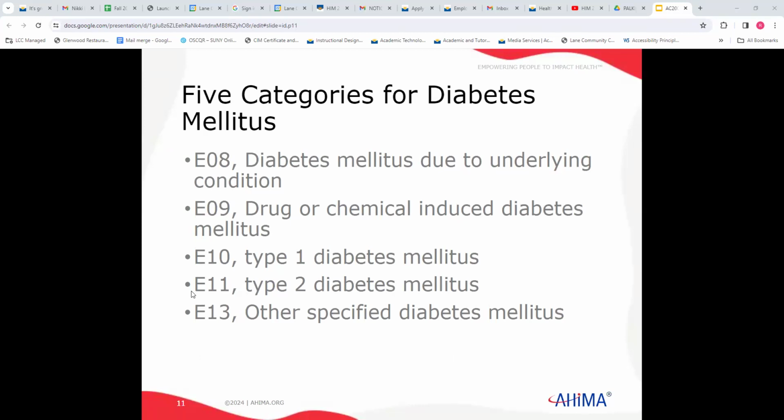Here are the 5 categories that we talked about, and they are as follows. E08 is for diabetes that is due to underlying condition. E09, drug or chemical induced diabetes. Then we have E10, type 1. E11, type 2, the much more common type. And E13, other specified diabetes.